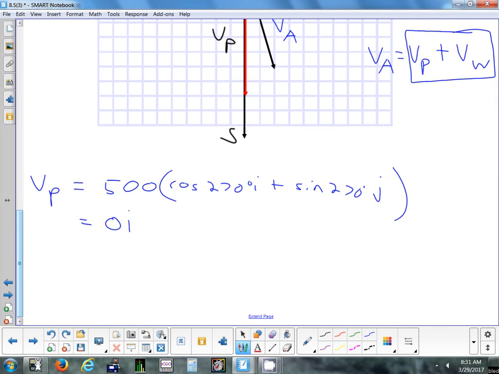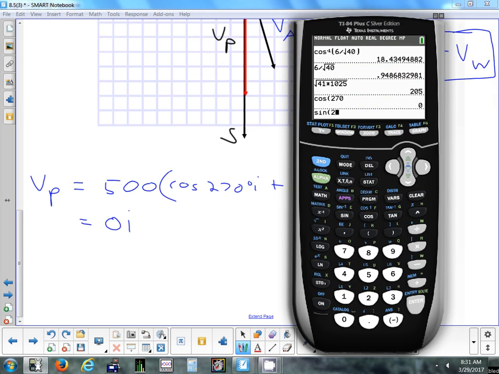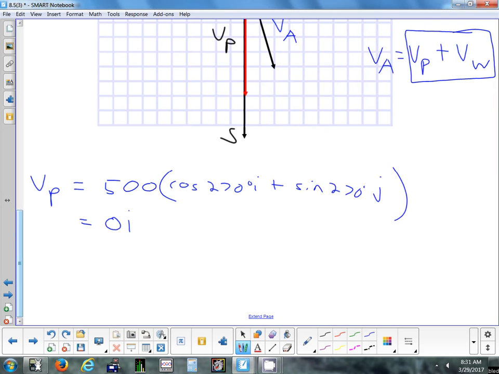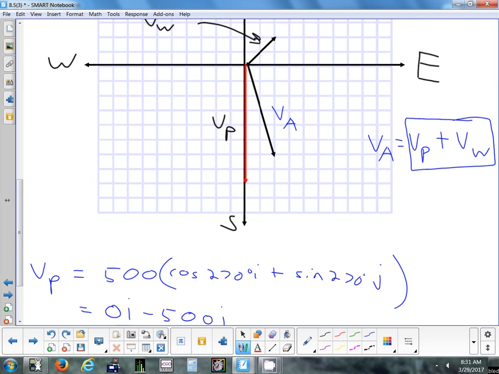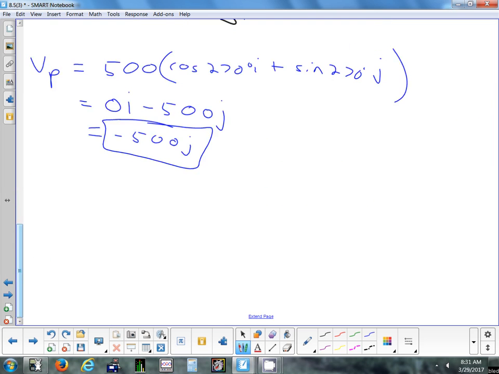And now I need the sine of 270 times 500. That's going to give me how much? Negative 500. So really, you can just write negative 500j. And why does the negative make sense here? Yeah, because it's going south. Anytime you have a direction that's west or south, you should get negative numbers. So there's our velocity vector for the plane.